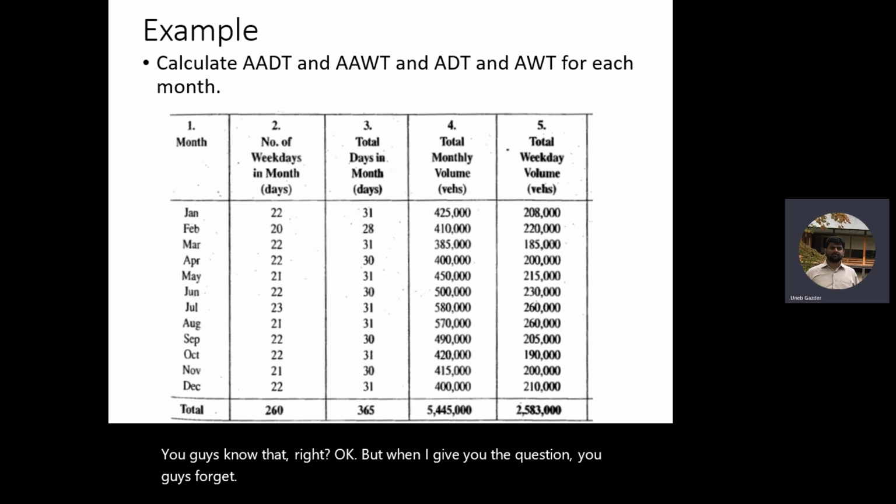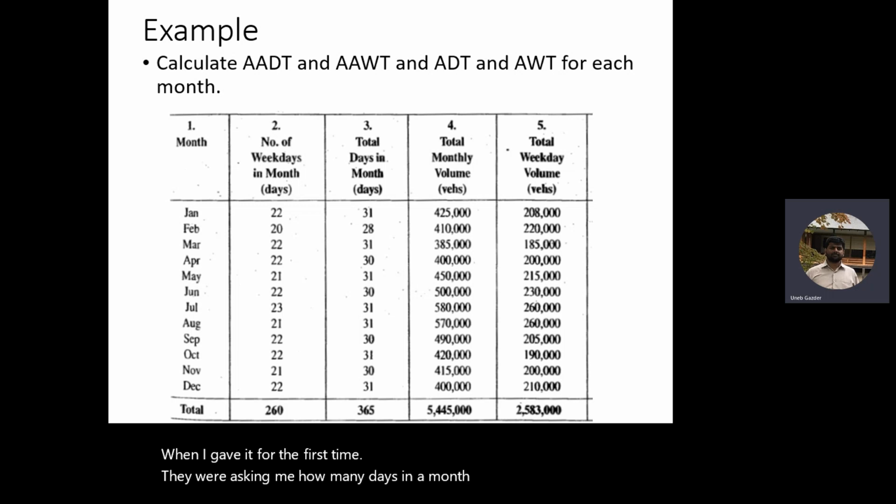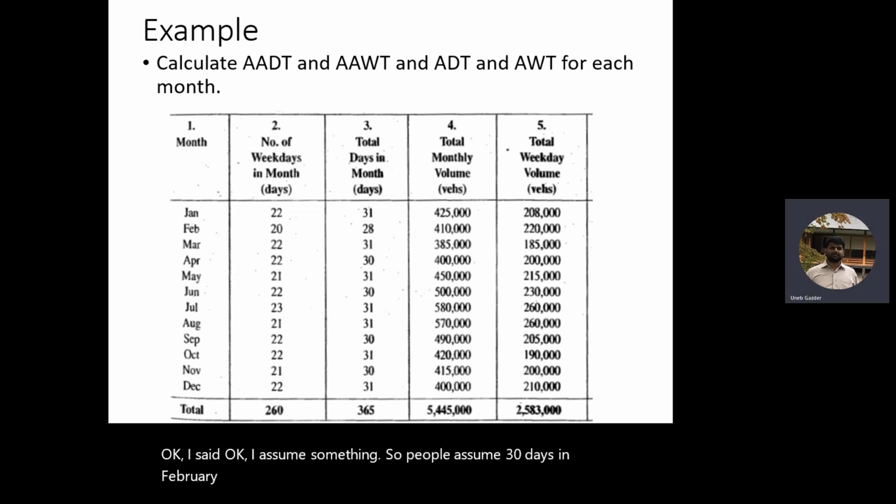It happened. When I gave it for the first time, they were asking me how many days in a month. Obviously, I cannot tell how many days in a month. Okay, I said, assume something. So people assume 30 days in February. Assume, but 30 days in February, really?